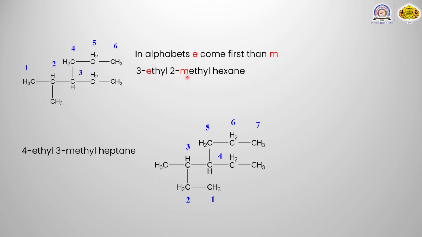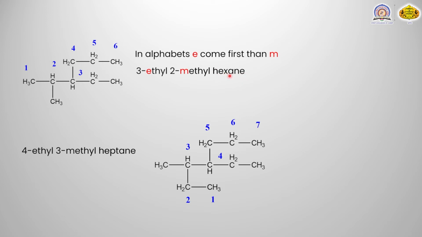So ethyl, then methyl. The ethyl group is at the third position and the methyl group is at the second position. So the compound name will be 3-ethyl, that is, at the third position there is an ethyl group, 2-methyl, that is, at the second position there is a methyl group, and then followed by the parent chain. Having 6 carbons, it is named hex.